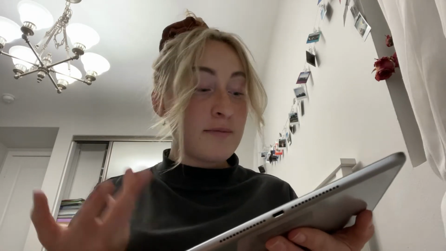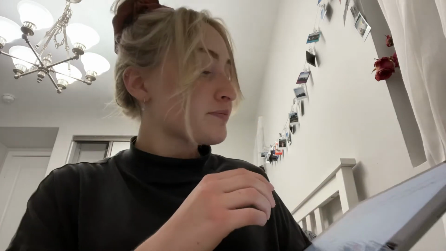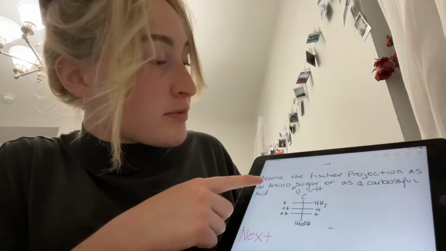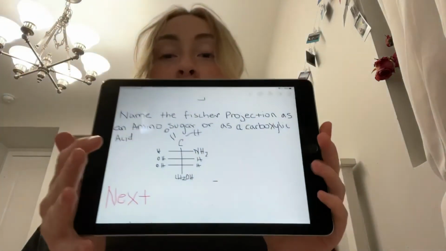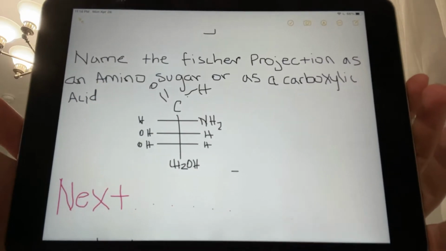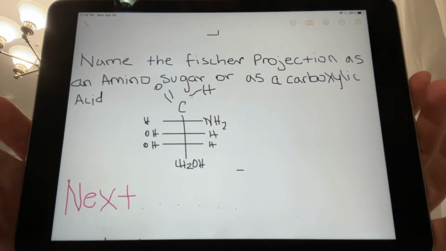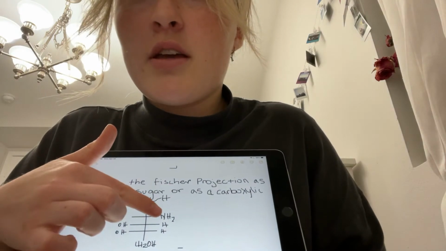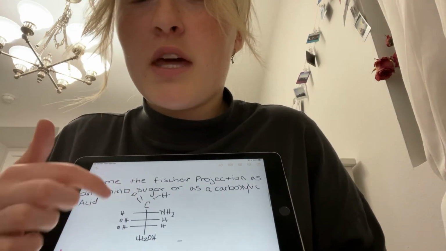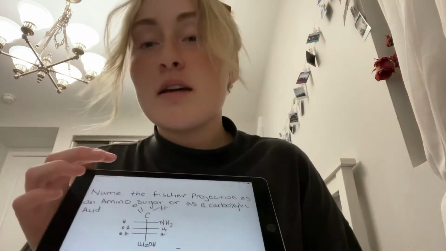So just to check to see if you're taking in the concept, we have an understanding check. It says, name the Fischer projection as an amino sugar or as a carboxylic acid sugar. If you want to pause and look at the problem, I will reveal the answer after you are done. Okay, as you can see, this NH group right here means that is an amino group. So that is an amino sugar because of the amine group.